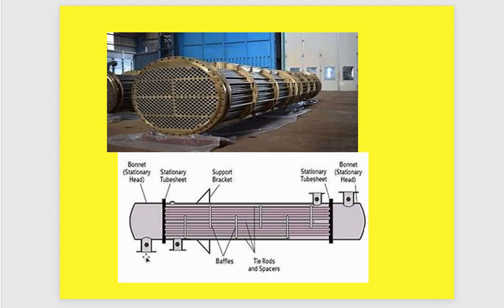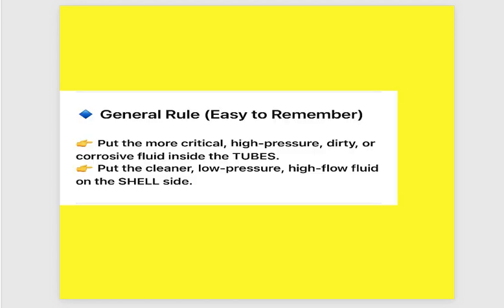If we need to make a comparison between a fixed tube sheet and floating head heat exchanger, when you will select each one, and when to choose a fluid in the tube and to choose fluid in the shell. The first question, general rule: put the more critical, high pressure, dirty or corrosive fluid inside the tube. Remark this, focus on this. Put the more critical, high pressure, dirty or corrosive fluid inside the tube side. Put the cleaner, low pressure, high flow fluid on the shell.